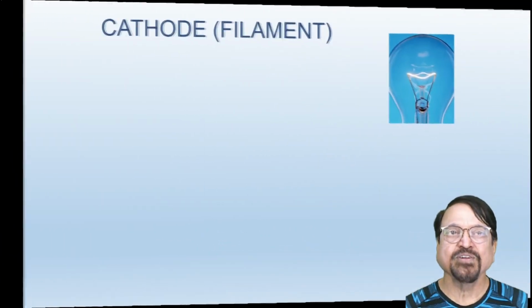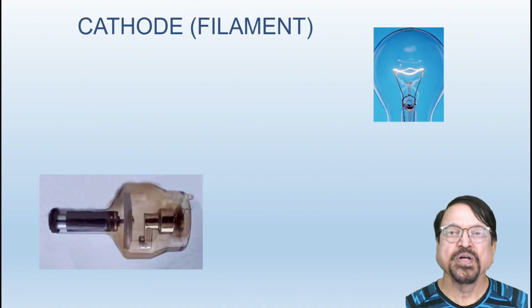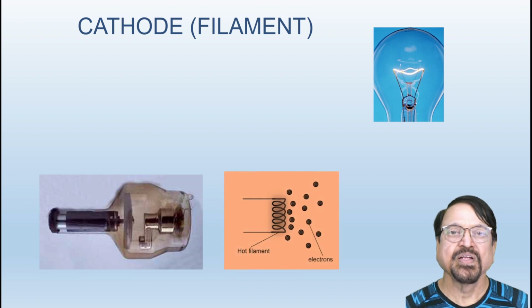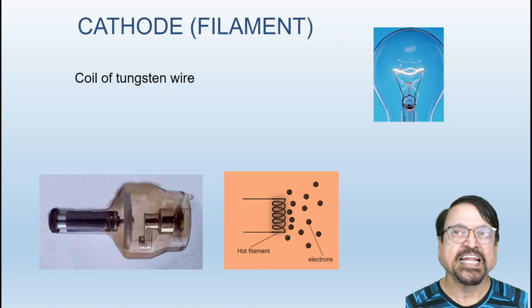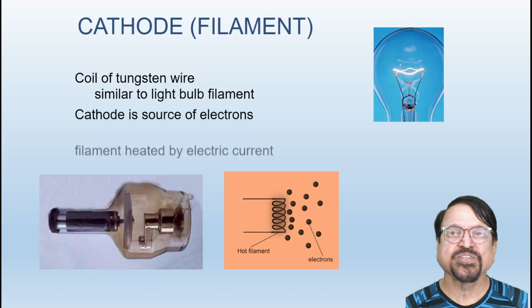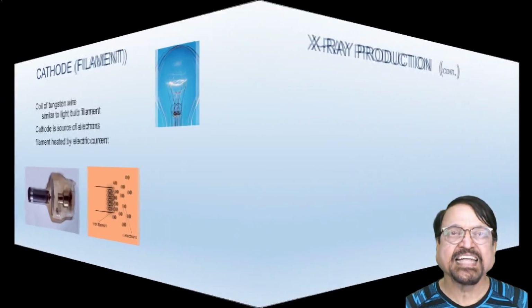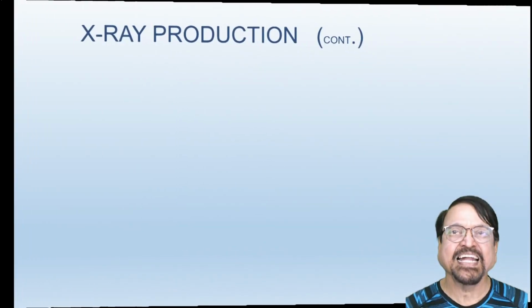Now this is the cathode filament. This is the X-ray tube, shown in a diagrammatic manner. This is the hot filament which is emitting the electrons. It is a coil of tungsten wire, a simple thing, like you see in a bulb. Similar to a light bulb filament, the cathode is a source of electrons. Filaments are heated by electrical current, the electrons are attracted, accelerated, and then decelerated.